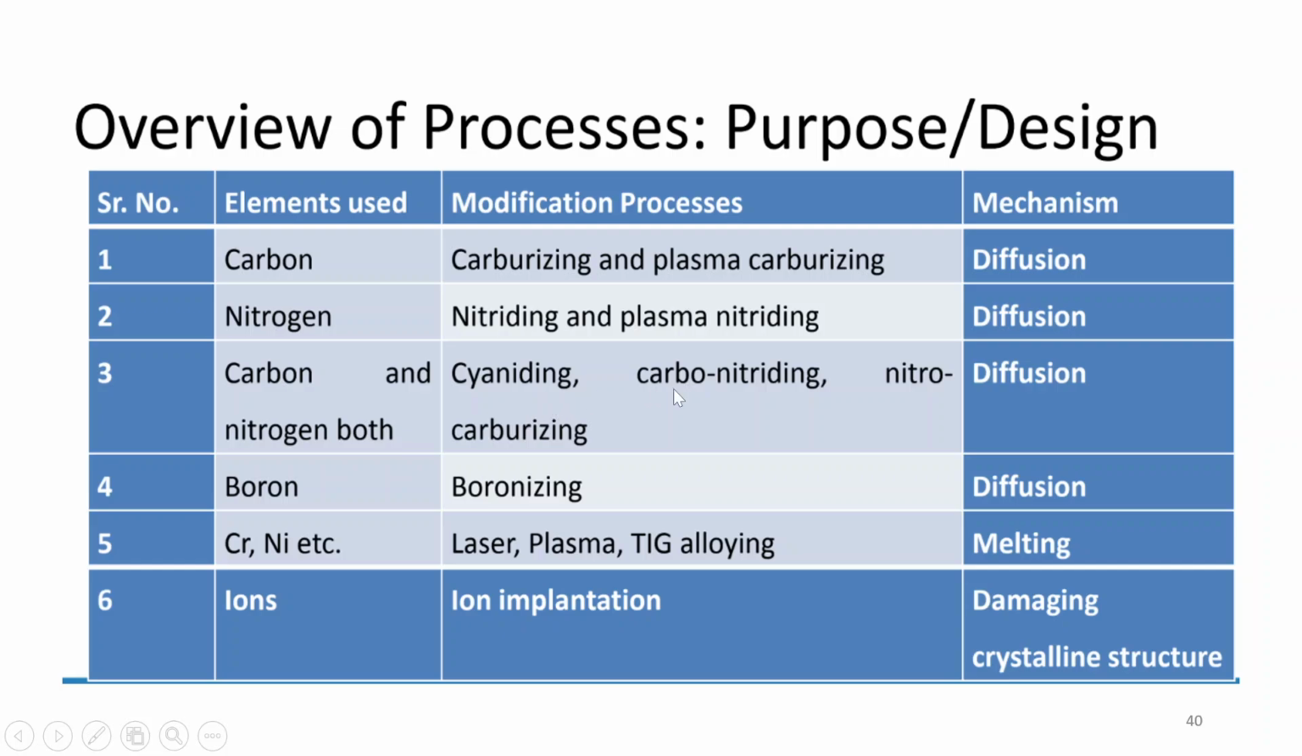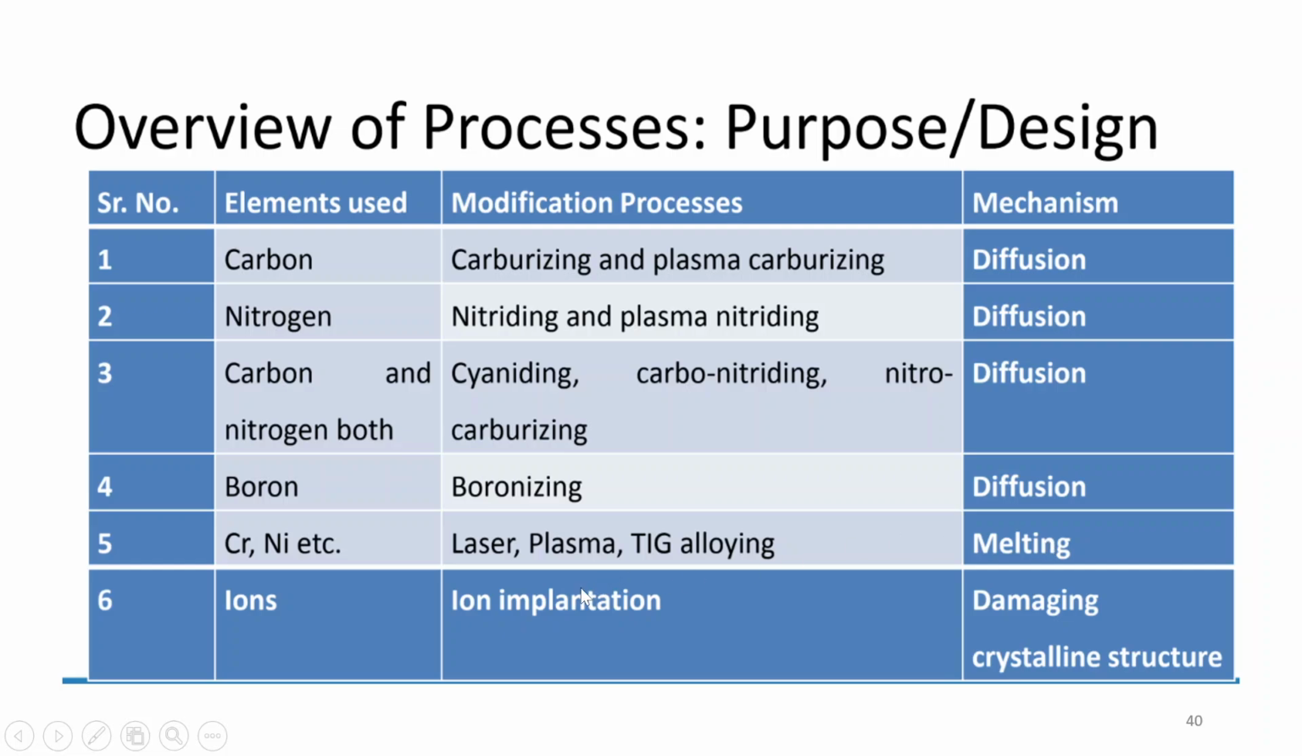Next is cyaniding, carbonitriding and nitrocarburizing. In this case the elements used are carbon and nitrogen both, and the mechanism used is diffusion. In case of boronizing, the element used is boron and the mechanism is diffusion. Next is laser, plasma and TIG alloying. Here the elements that are used are chromium and nickel, and the mechanism used is melting.